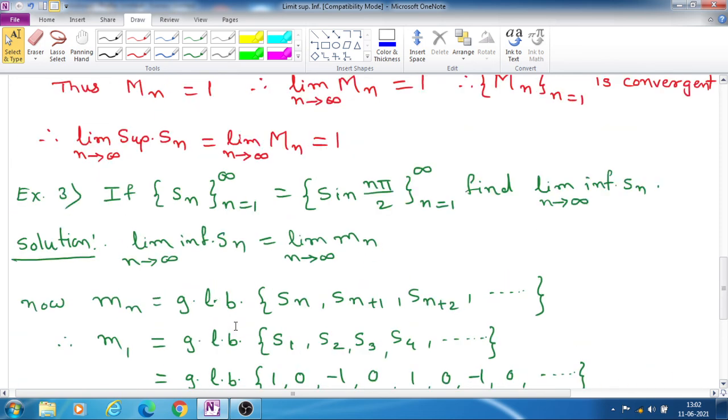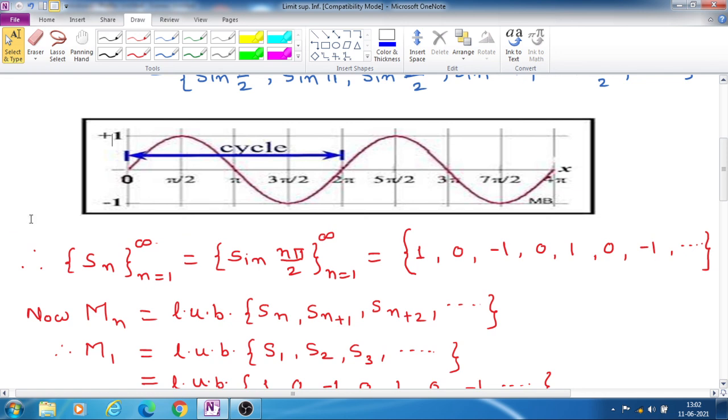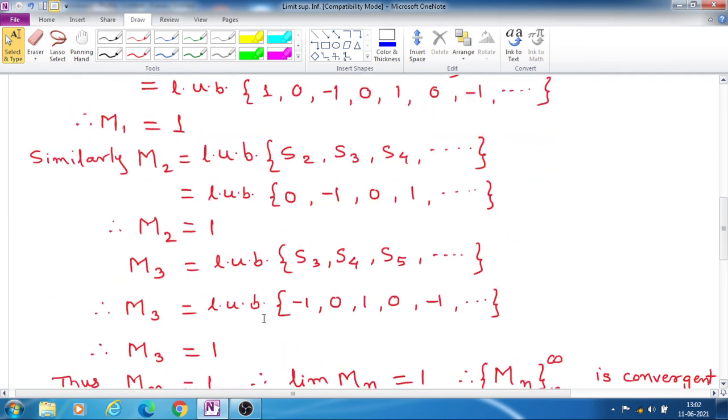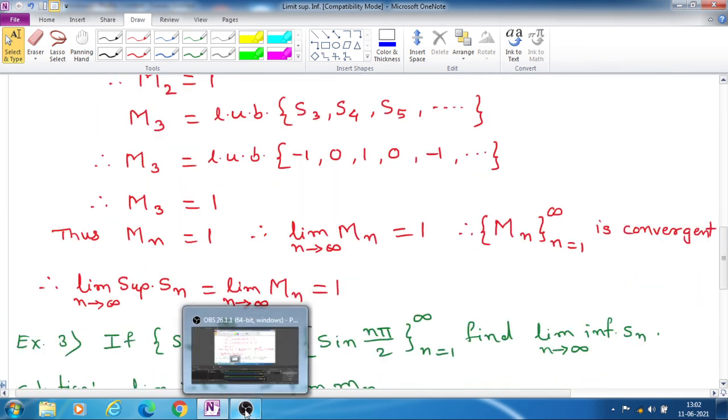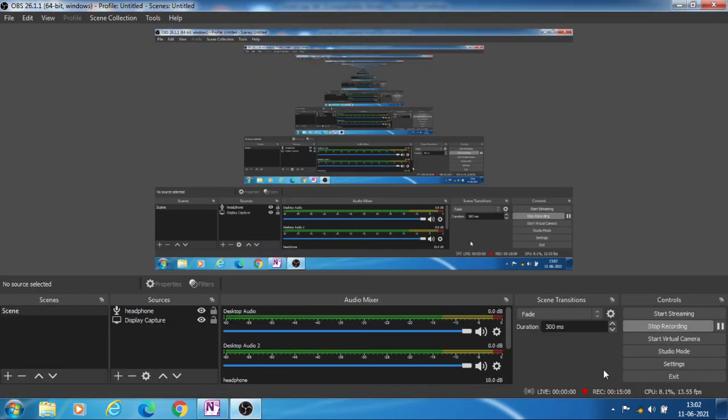So here you must know the values of sin n pi by 2, all the values of the sine function you must know. So remember only this for this example. So we stop here. In the next lecture we will see the theorem.